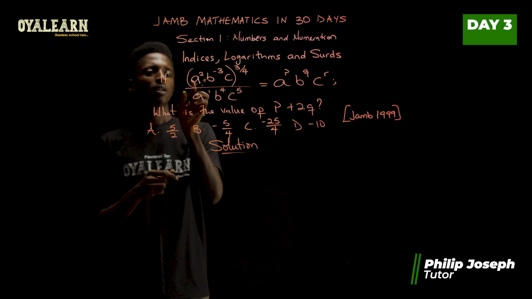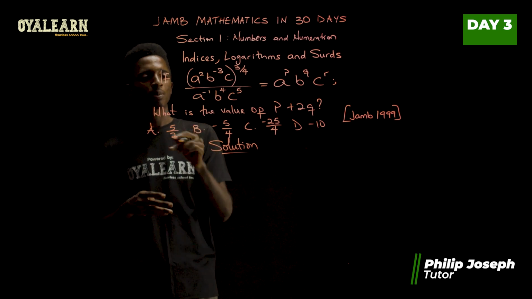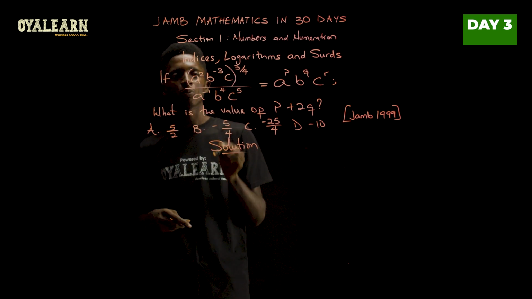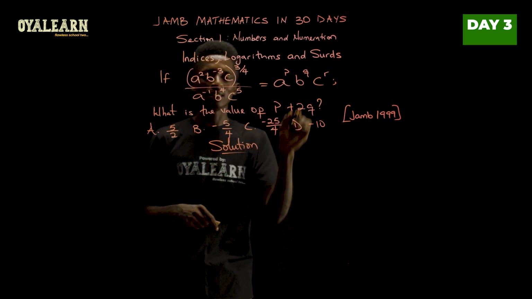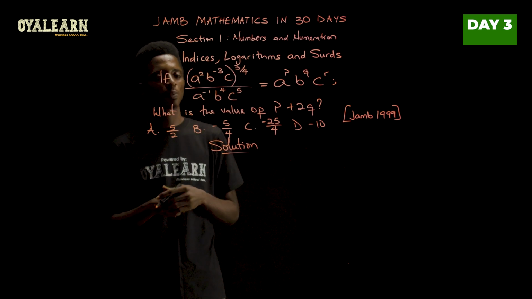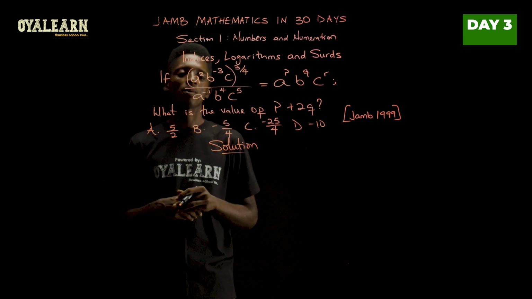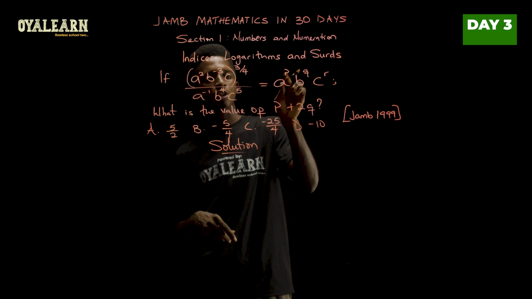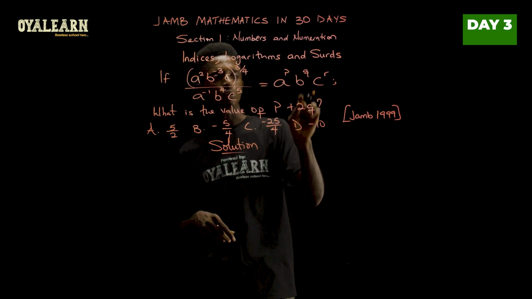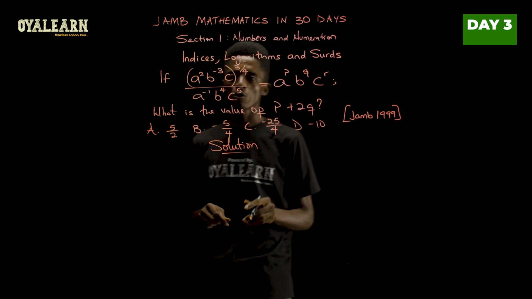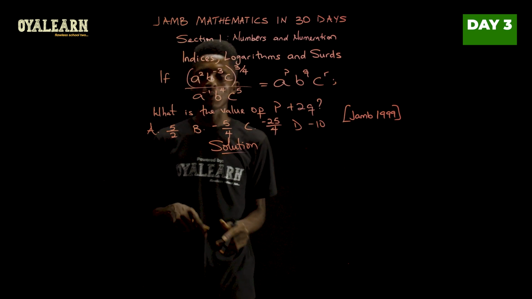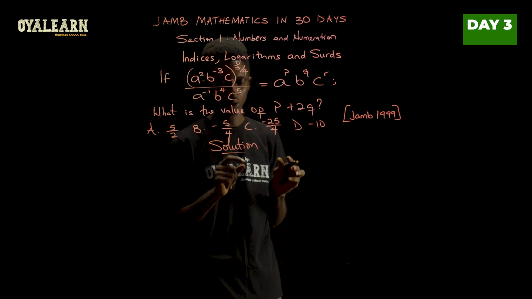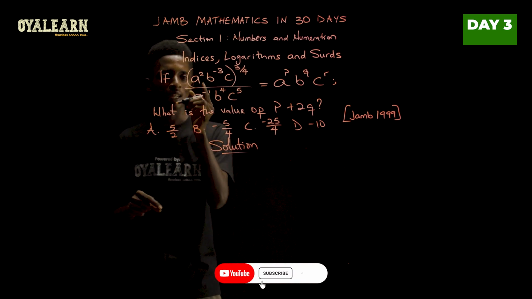Here we have a squared multiplied by b raised to the power minus 3 multiplied by c, all in brackets with the power of 3 over 4, divided by a raised to the power minus 1 times b raised to the power 4 times c raised to the power 5, and all of this equals a raised to the power p, b raised to the power q, and c raised to the power r. So using this relationship now, we have to find the value of p plus 2q. So let's take it a step at a time.